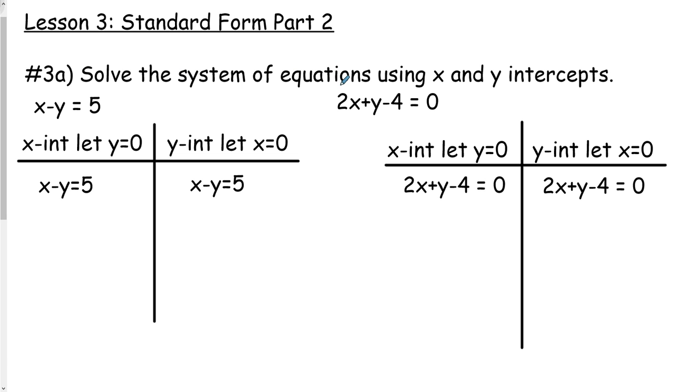So to solve the system of equations means if you graph the first equation and you graph the second equation, where are they going to cross? That's what solving the system of equations means. What is the solution? What is the point that they both have in common? Where do they cross? And in order to do that, you need to be able to graph each of them. So we're going to graph the first one with the x and y intercepts.